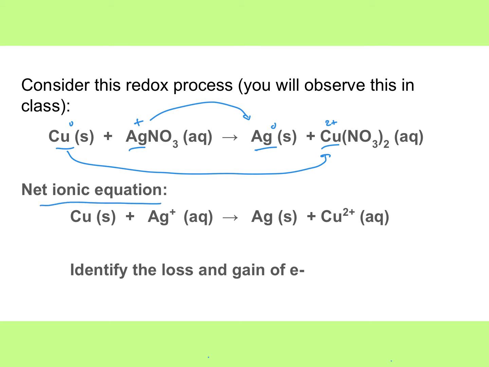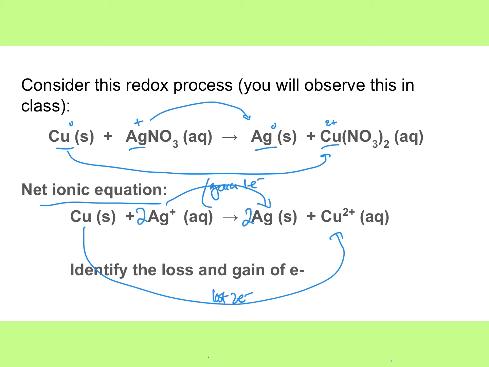Here's the net ionic equation, all right? And it should be pretty easy to identify the loss and gain of electrons. Copper lost 2 electrons, silver gained 1 electron. And in order to balance it, I would need to do this so that the number of electrons is 2 lost, 2 gained. They must be equal.